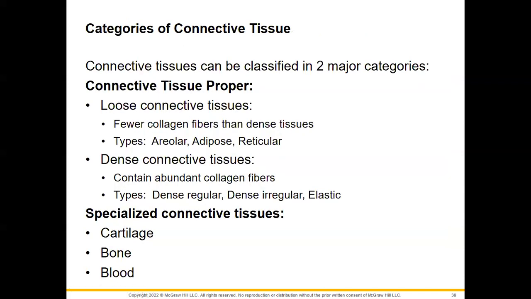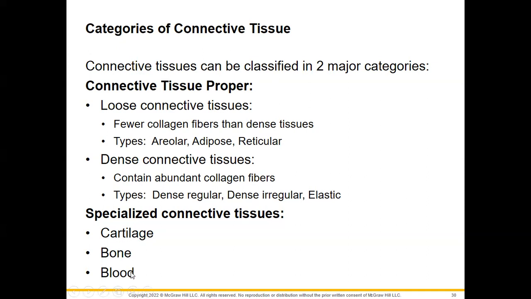So some categories of connective tissues. Connective tissues can be classified in two major categories. You have the connective tissue proper. Make sure that you're looking up what proper stands for, connective tissue proper. The connective tissue proper is going to be divided into two different types of tissue: loose connective tissue, dense connective tissue. Then the other major category of connective tissue is specialized connective tissue. All right. So specialized connective tissue is going to end up being like your cartilage, your bone, and your blood.